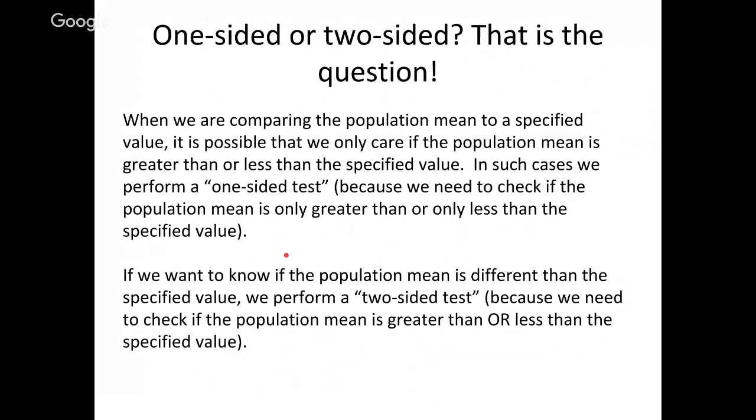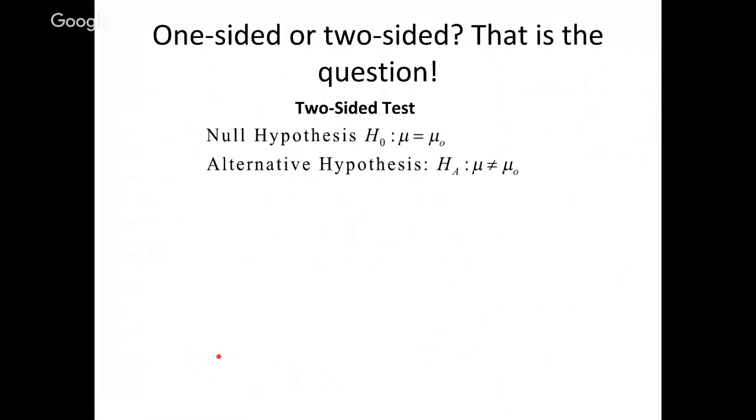So when we are comparing the population mean to a specified value, it is possible that we may only care if the population mean is greater than or less than a specified value. In such cases, we perform a one-sided test because we need to check if the population mean is only greater than or less than the specified value. If we want to know if the population mean is different than the specified value, we perform a two-sided test because we need to check if the population mean is greater than or less than the specified value. So that's a bunch of words, may not make any sense, but it's actually quite simple.